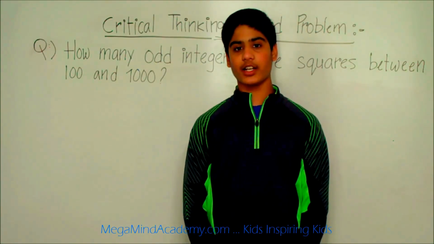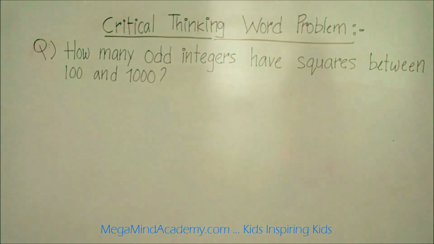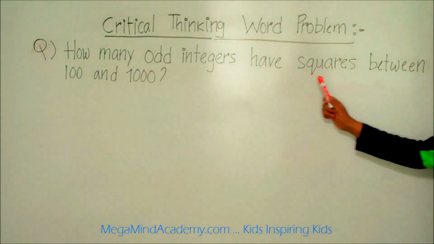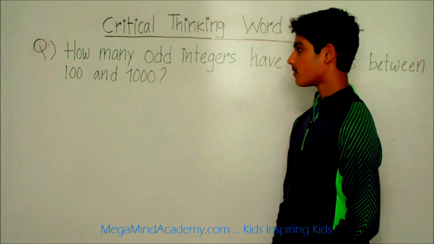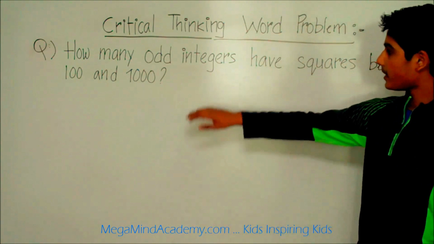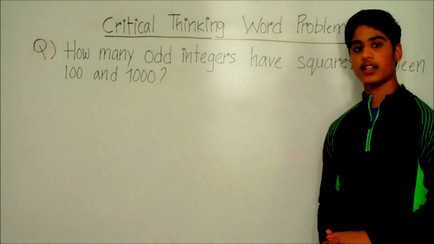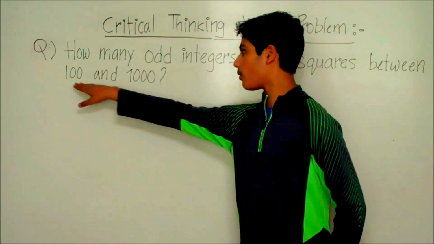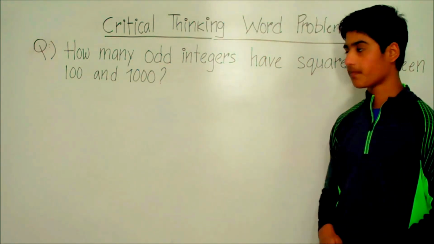Today we're going to learn about critical thinking word problems. Let's say we have a problem like this. How many odd integers have squares between 100 and 1000? To find out, we need to find how many squares there are between 100 and 1000 that have square roots that are odd integers.